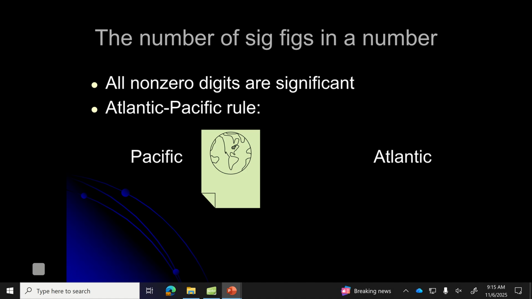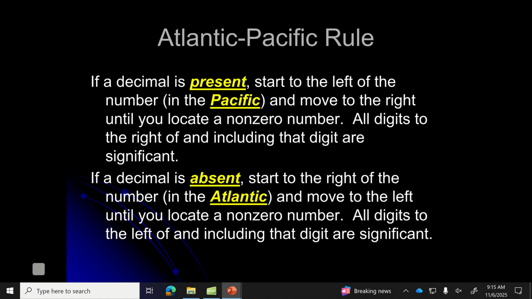It is the zeros that we have to pay attention to and determine whether they are significant or whether they are not significant. Now we could go through all these different variations of the rules. There are 4 or 5 different rules, or we can follow what we call the Pacific Atlantic rule, or not rule, but trick. I don't know what else to call it. We'll just call it that. Look at that, it's called the Atlantic Pacific rule.